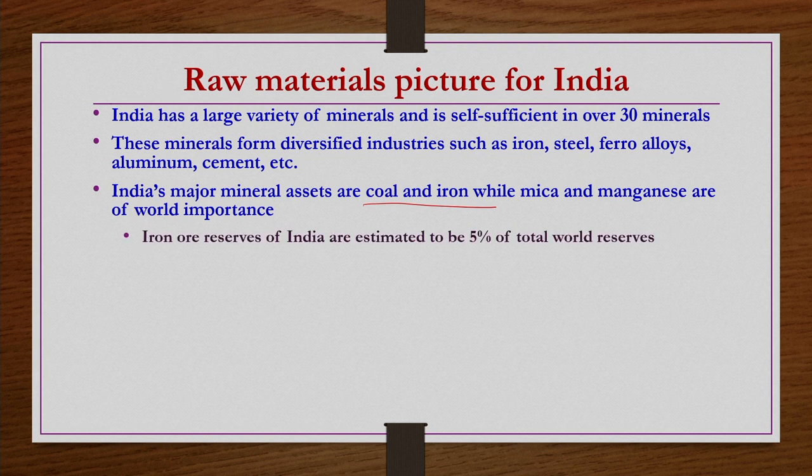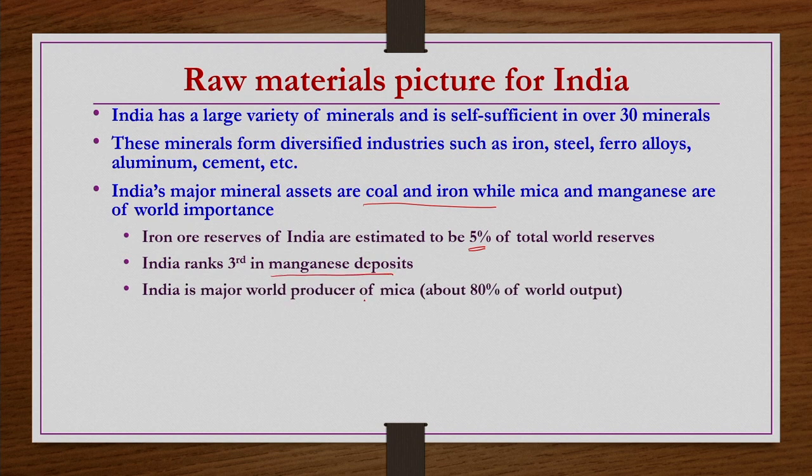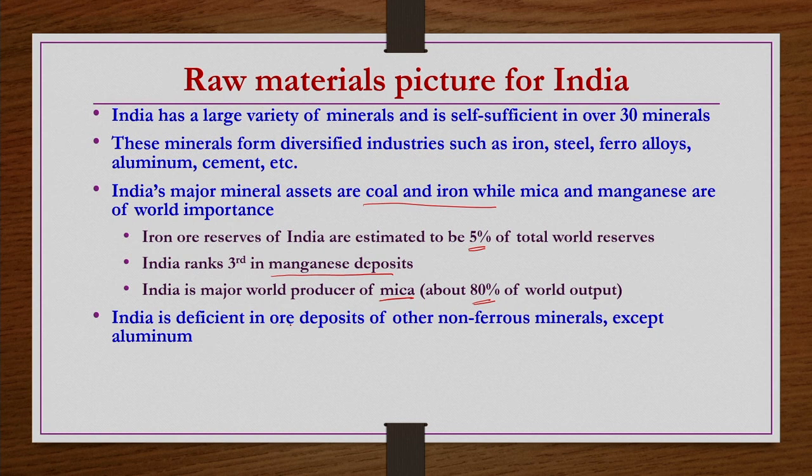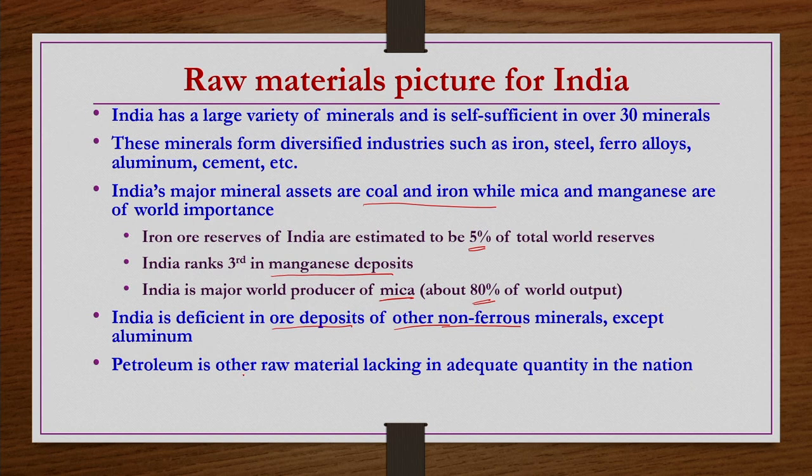If we look particularly at a few ores, the iron ore reserves of India are estimated to be 5% of total world reserves. It ranks 3rd in manganese deposits. It is a major world producer of mica. How major? 80% of the world output of mica is coming from India. However, India is deficient in ore deposits of other non-ferrous minerals except aluminum. Also, petroleum is another raw material lacking in adequate quantity in the nation.